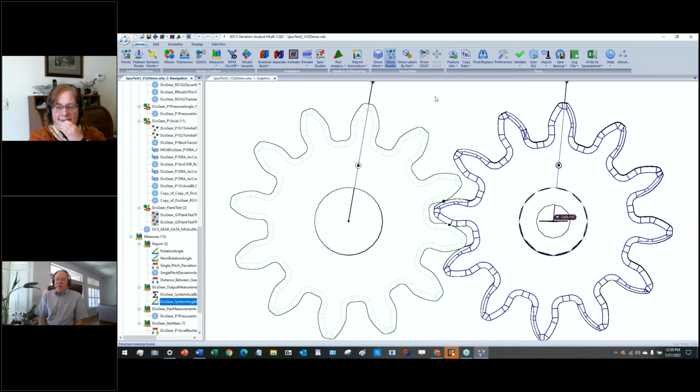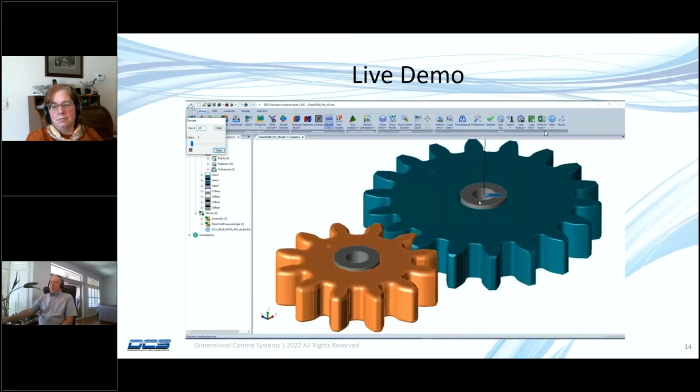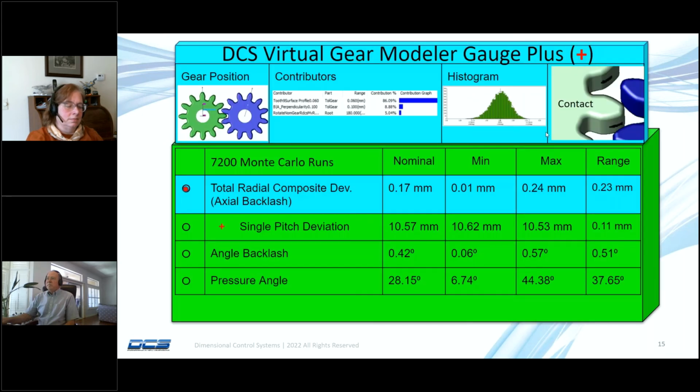There's also a way to find any particular value of axial backlash and find out the position of the gears and what the other measurements are. And if you're looking for something specific, this is a very useful device. That was our demo. And now let me go over some of the fine points in a slide presentation.